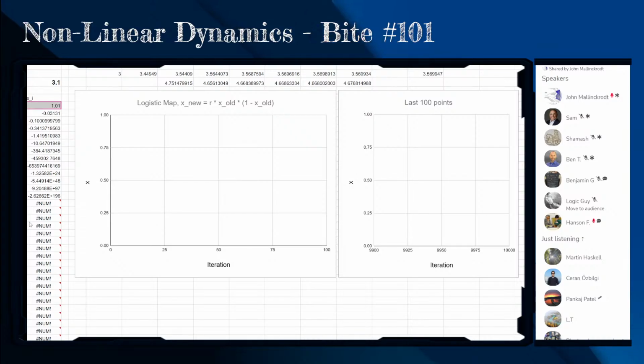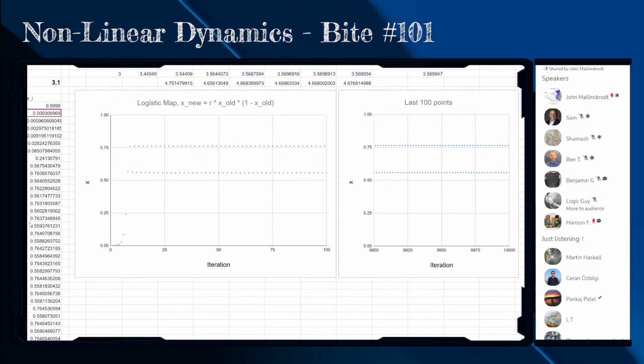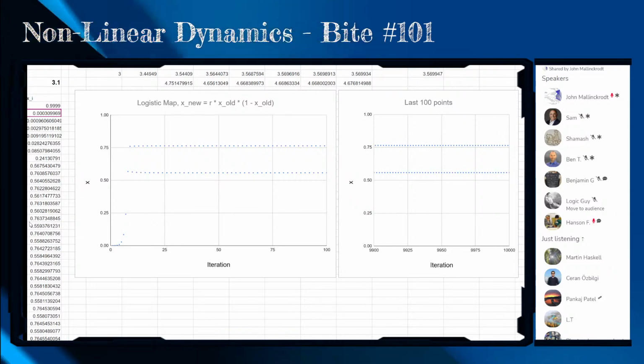But if I start with 0.99999, it very quickly... Oh, yeah, that's right. Oh, that's interesting that it did that. It started with 0.999, went almost to 0, oscillated a little bit. I guess it didn't really oscillate. Came back up very quickly, goes to that same attractor. The attractor for all initial x's except for 0 is that oscillating thing. So that's what happens at 3.1.